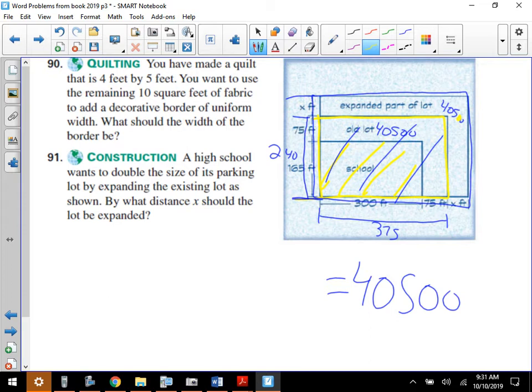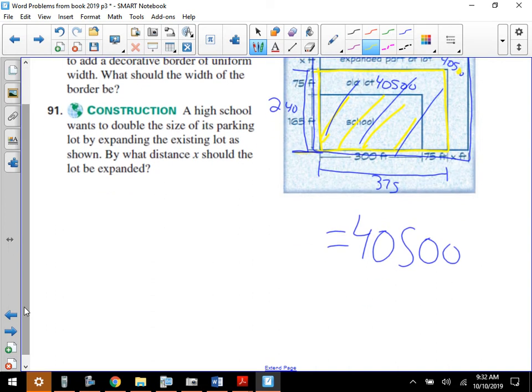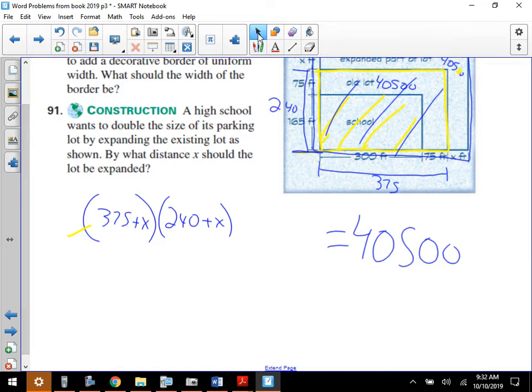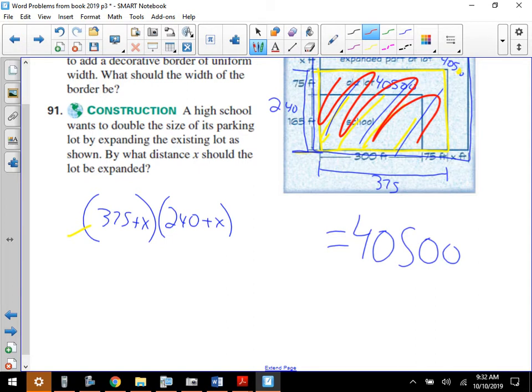So we've got the large space, which is our 375 plus an x, and 240 plus an x. And then to that, we have to subtract out this whole space now in the middle. We got to get rid of all of this, and that was that 375 by 240. Back out to 90,000.